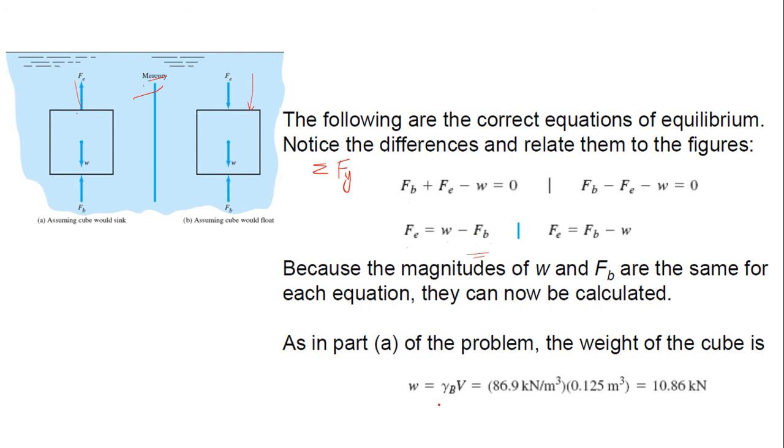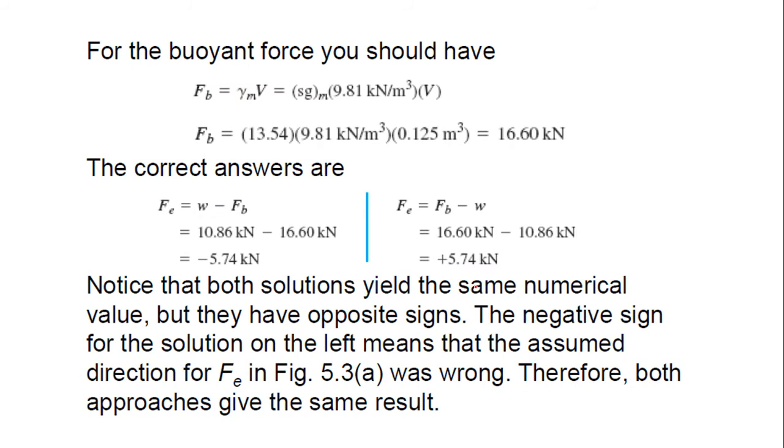So your value for the weight of this block of bronze, you can find it from this equation. They provide you the specific weight of the bronze, which is 86.9. So you times V, the volume of the bronze, they gave you. So it gives you 10.86 for the W. Okay. And for your Fb, follow the same as before. They give you the specific weight of the mercury, so times V will give you the buoyant force. Alright. So this is your buoyant force, which will equal 16.6.